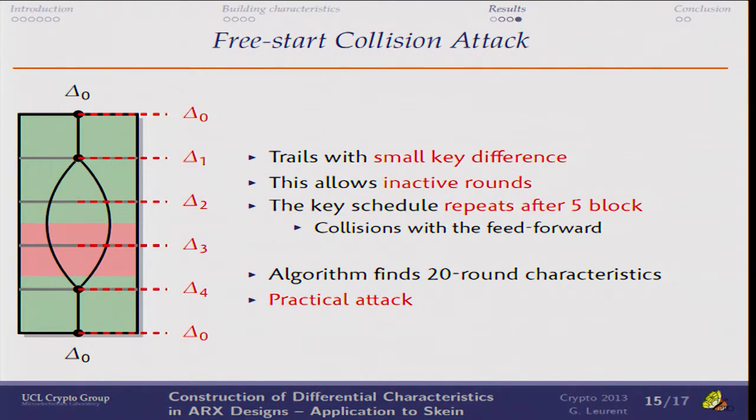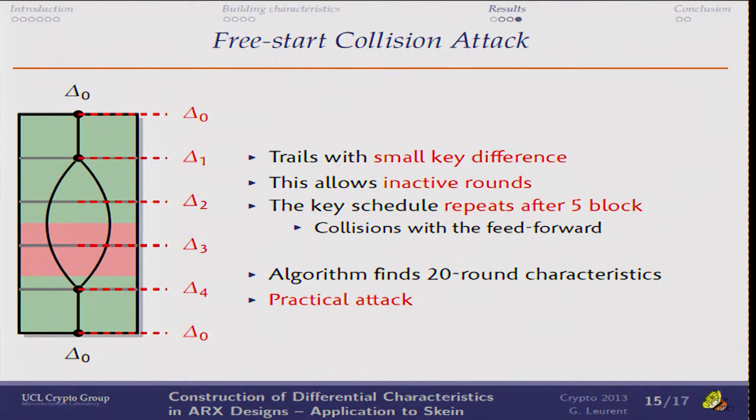Now, since everything is automated, we can also look at other settings. In particular, we can look at free start collisions. In a free start collision, we allow 2 different chaining values. When we do this, we can have a difference in the chaining values, and this allows blocks of rounds which are inactive. Then the difference will come from the chaining value, which is used as the key here. Thanks to this, we can add more rounds because we have blocks of rounds completely inactive. Those don't cost anything, so we can go further in our attacks.